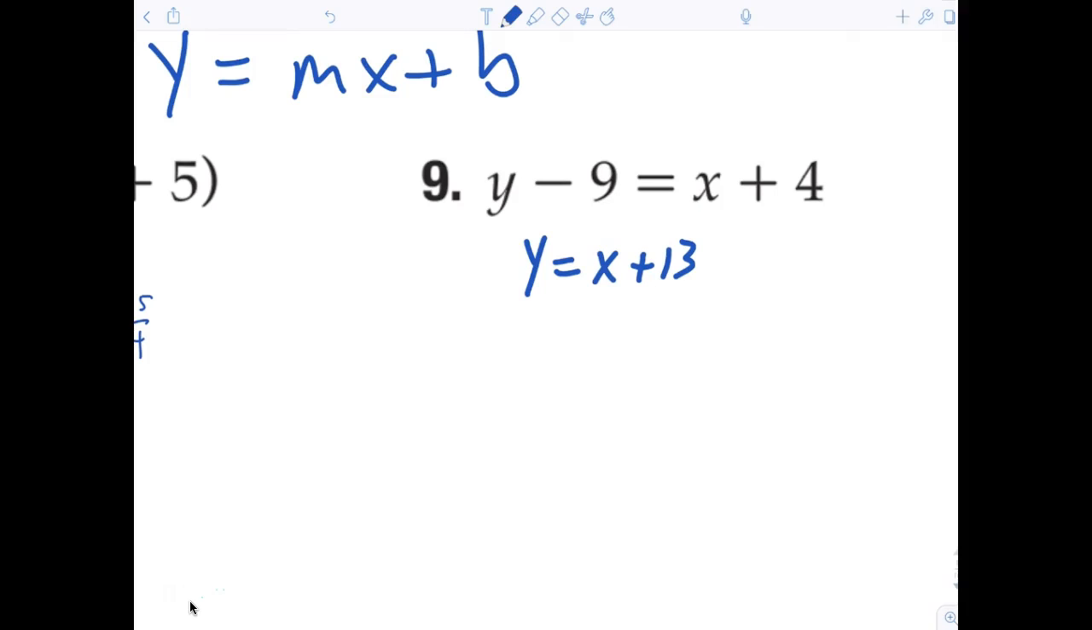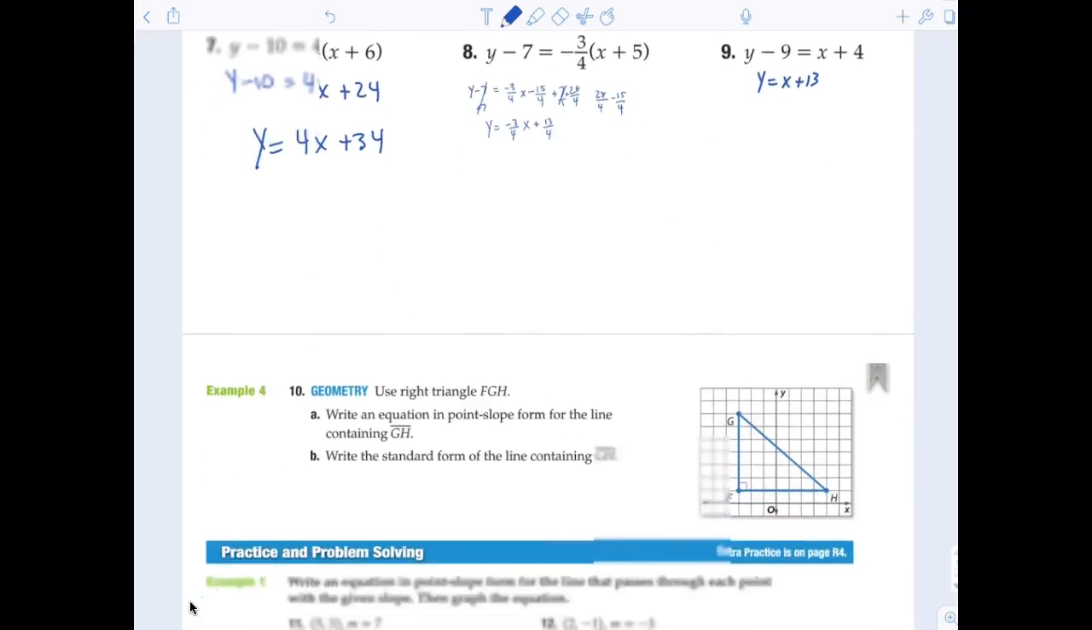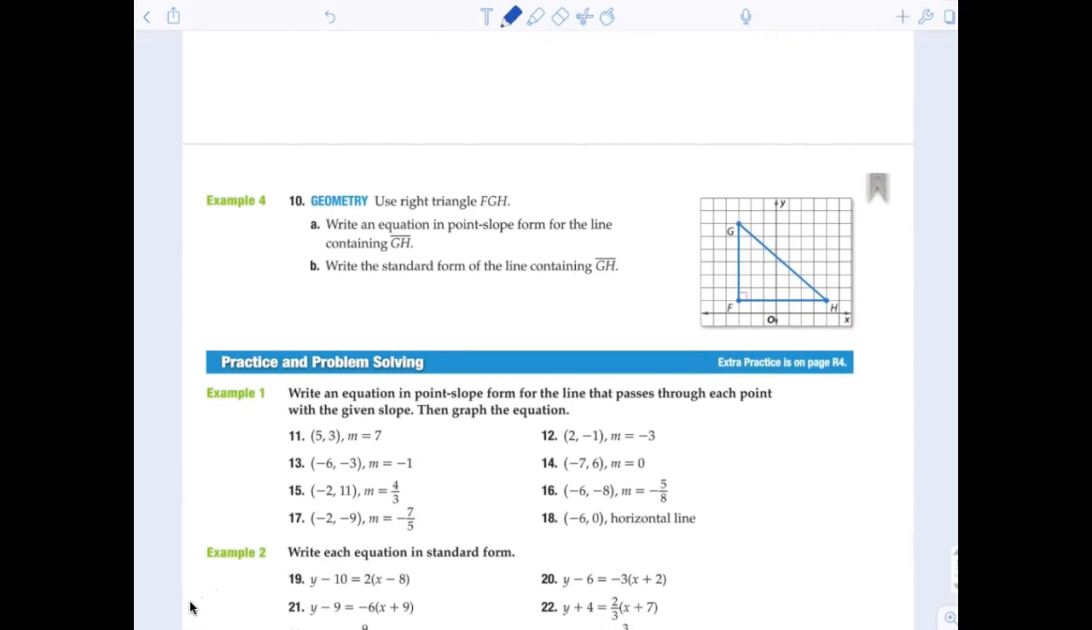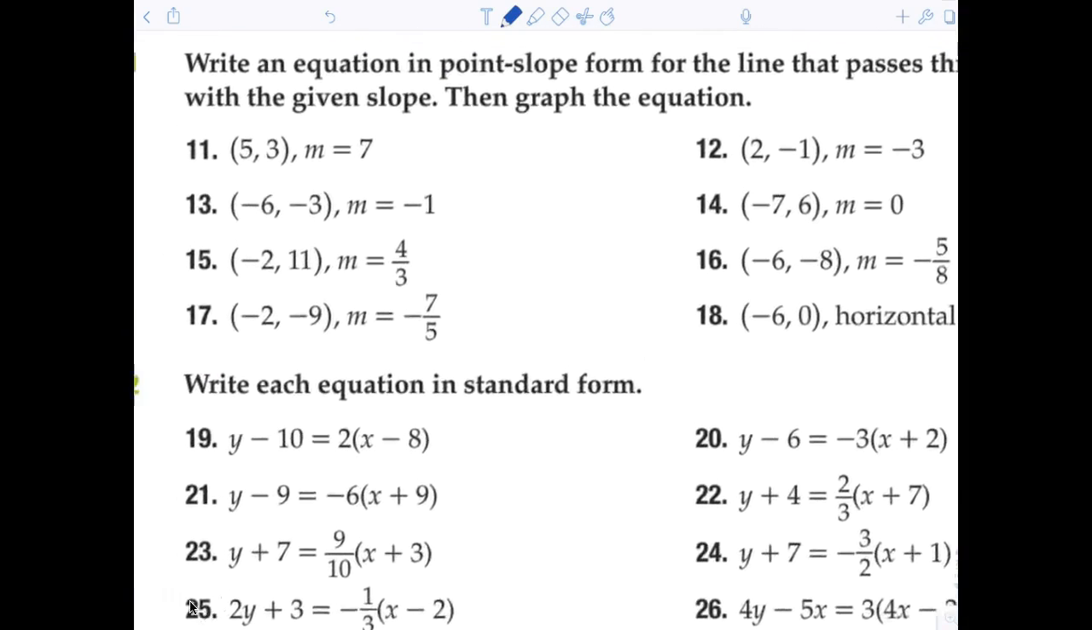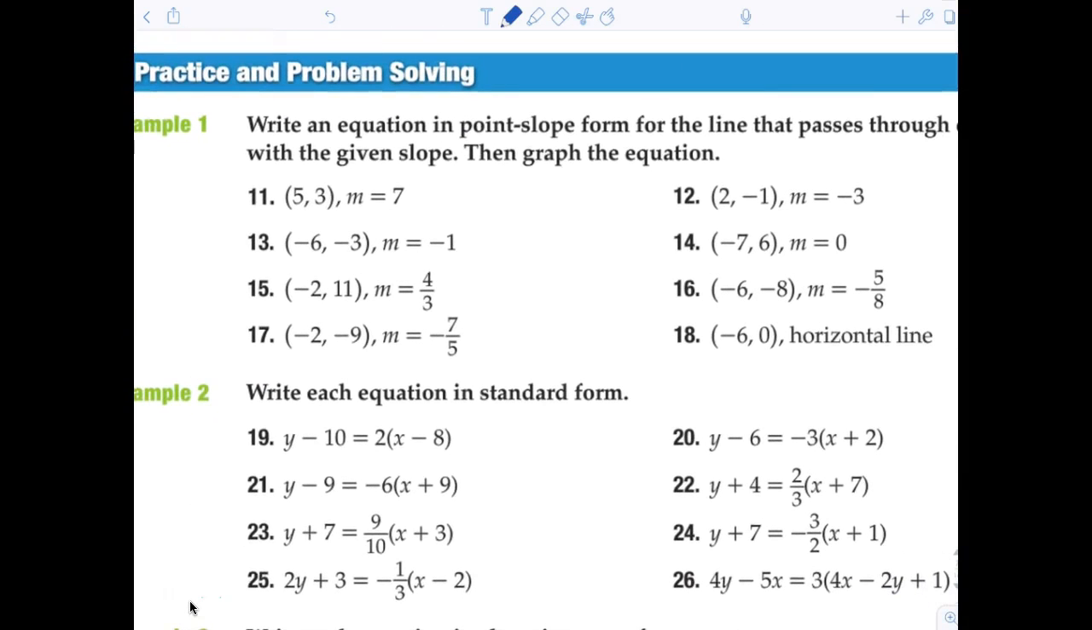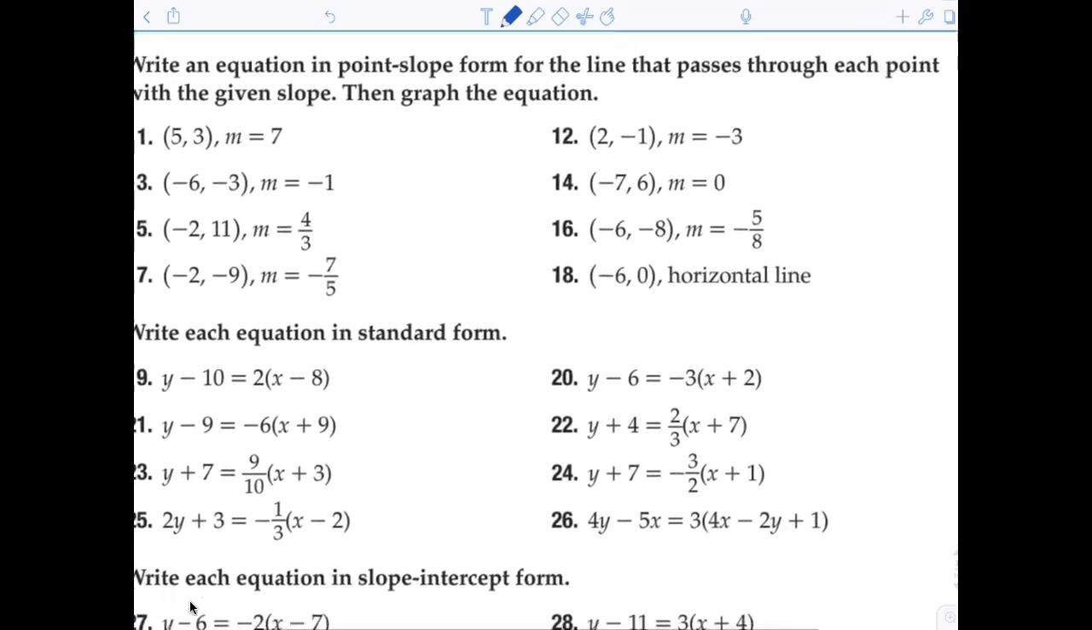All right, so let's go back to practice. I just want to work these now. I don't care about the word problems right now. We'll spend lots of time on word problems next week. All right, here we go. Number 11. Write the equation in point-slope form and then graph. So somebody tell me about number 11. What's the equation for number 11? Someone tell me.